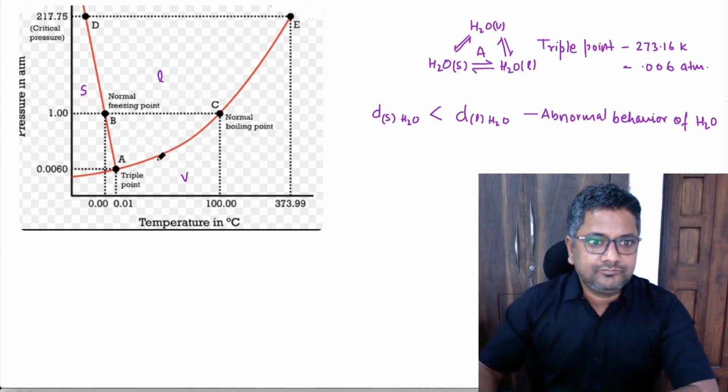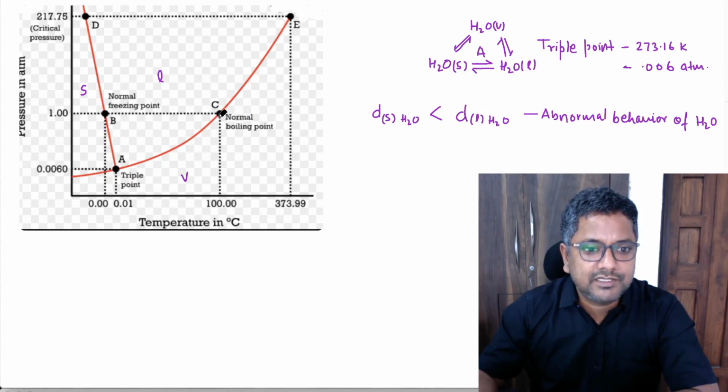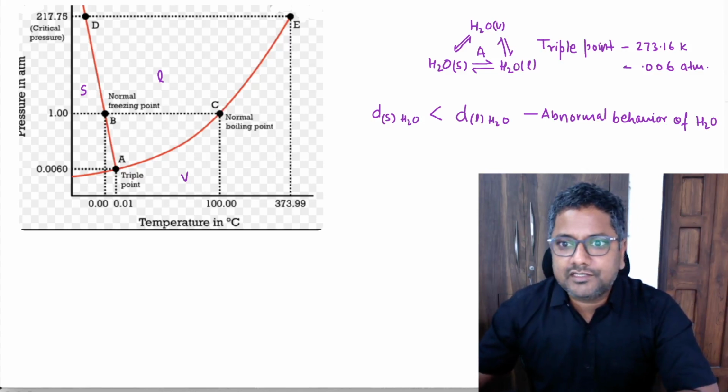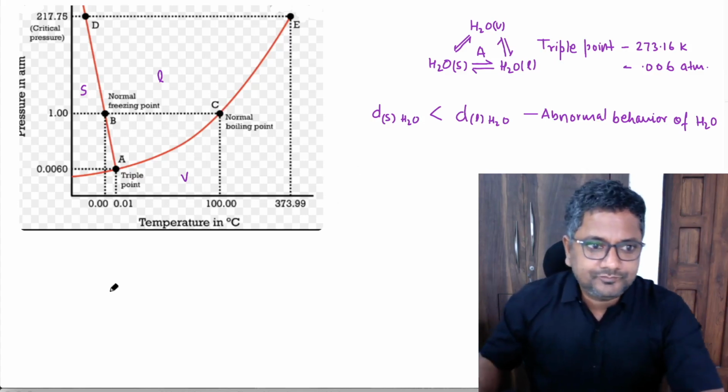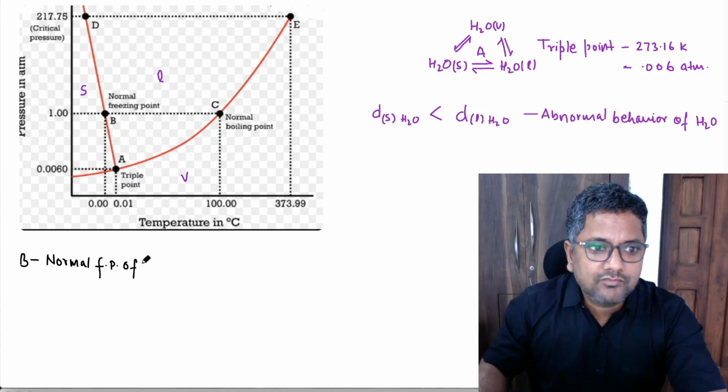Now see here, this is 1 atm pressure. You take this 1 atm pressure and draw a line like this. It intersects the solid-liquid equilibrium line at point B, and the liquid-vapor line at C. So point B is the normal freezing point of water.